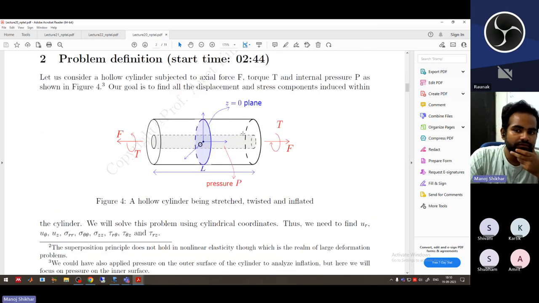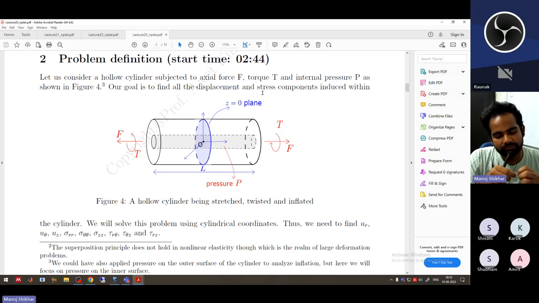So what was the problem definition? Suppose our goal is to find all the displacement and stress components induced within a cylinder. We are starting with a hollow cylinder. We are subjecting it to axial loading F. We are applying a torque T at the end, and we are also applying the internal pressure P. And we want to know what will happen to the body.